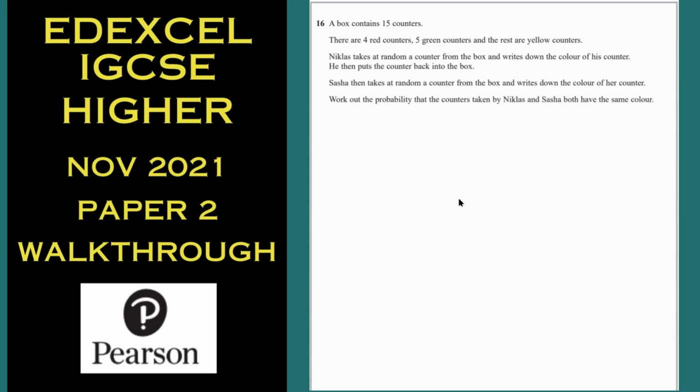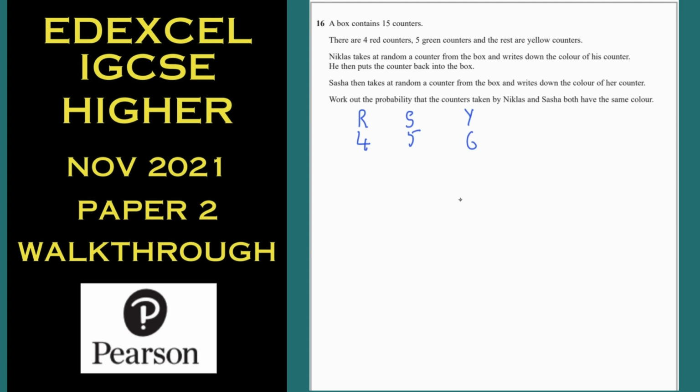Number 16. Don't get put off. It's not as bad as you think, this one. Truly. Looks waffly. People don't like waffly, big, long-winded probability questions. It's actually not that bad, folks. Box contains 15 counters. Red is 4. Green is 5. The rest are yellow, so that'll be 6 then.